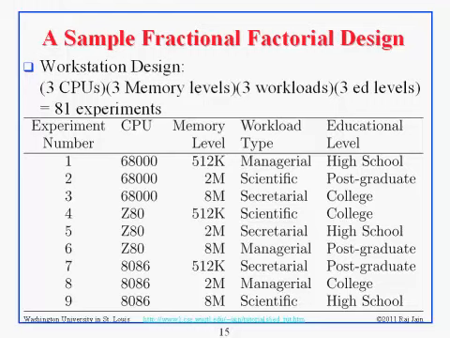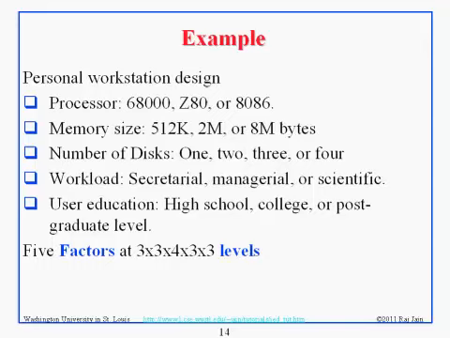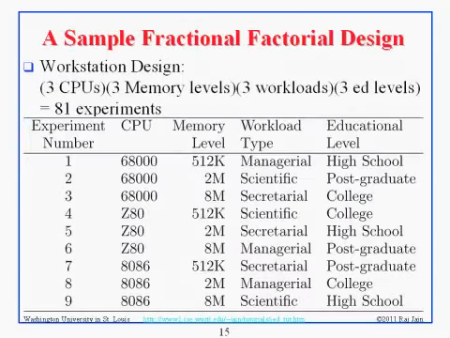However, if you were to limit to 4 factors, not the one which has 4 levels, which was the number of disks, so just 4 factors each at 3 levels, the full factorial design would need 81 experiments. However, in a fractional factorial design you could do with 9 experiments.